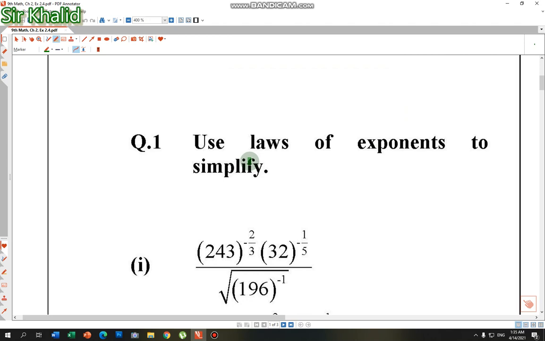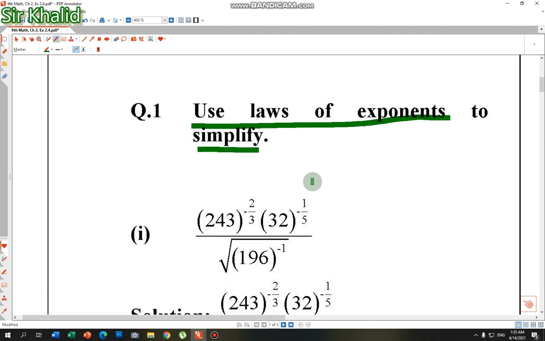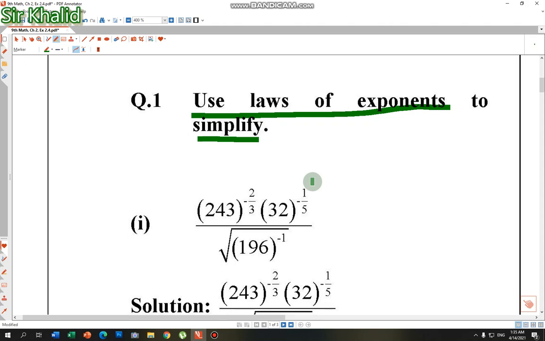Question number 1, use laws of exponents to simplify. We have already discussed laws of exponents in our previous session. Dear students, get ready with your pens and rough registers. Solve the problem step by step with me. You will get very good practice, because this exercise is very important: at least one long question from these questions is definite in your board exam according to the scheme pattern.